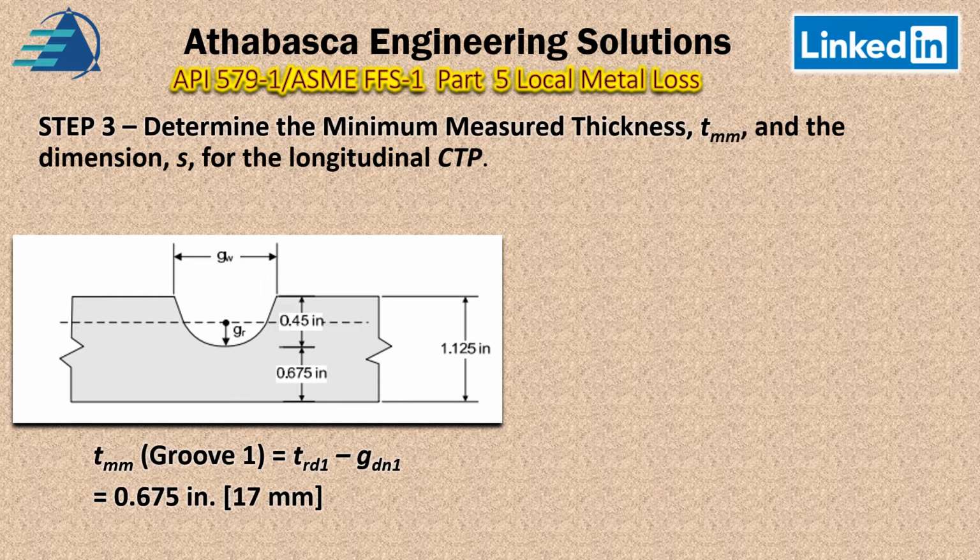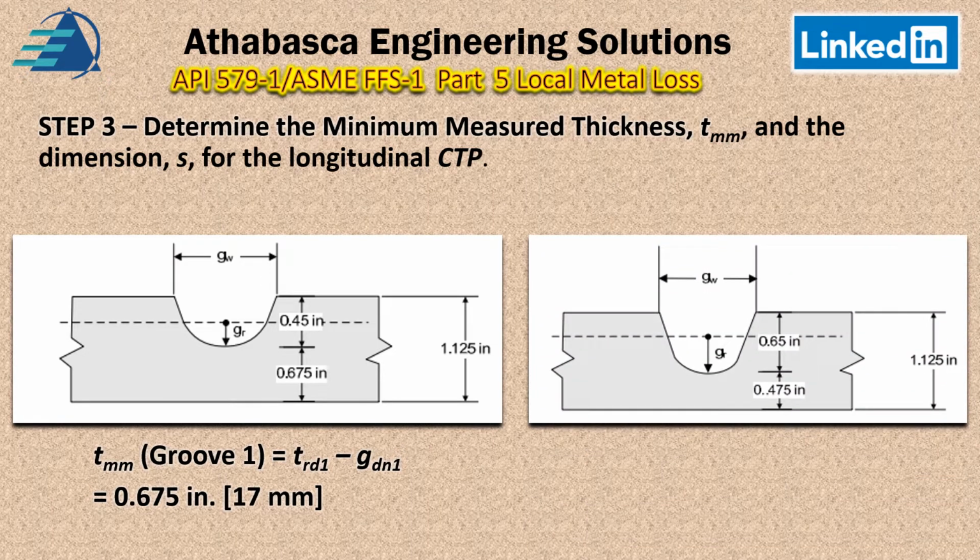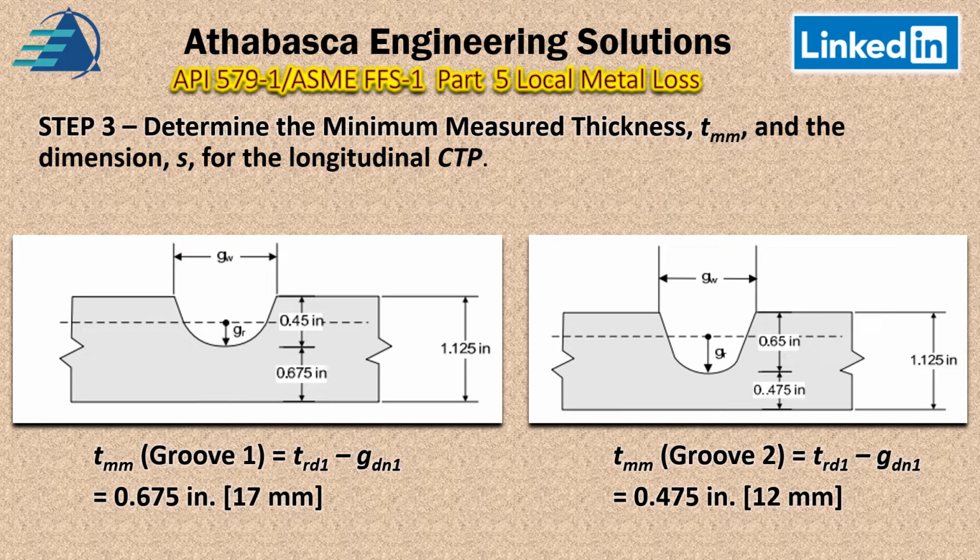So we've got to go and look at its cousin, which is groove number 2. So groove number 2, a little different. We've got 0.65. Now our groove depth, our critical thickness is 0.475. So I suspect this is going to be the critical one, but we can go through the steps and make sure. So for groove 2, we calculate our T-min to be 0.475. Let's continue.